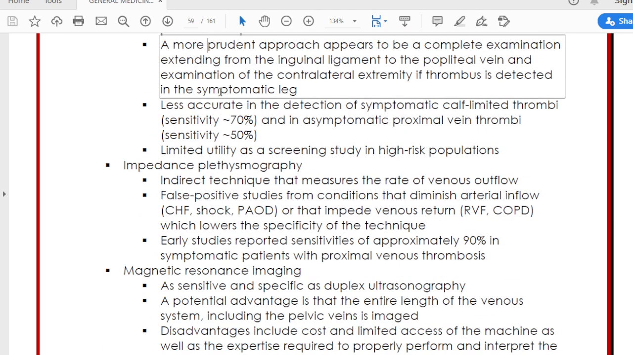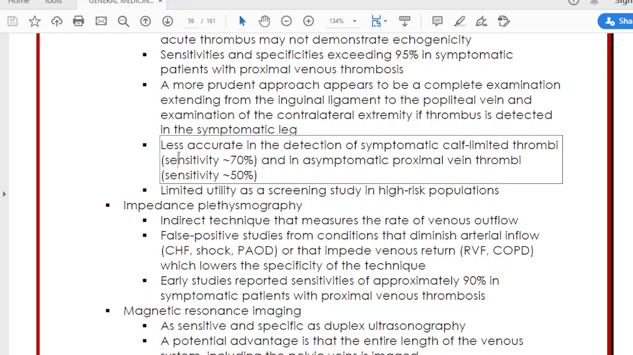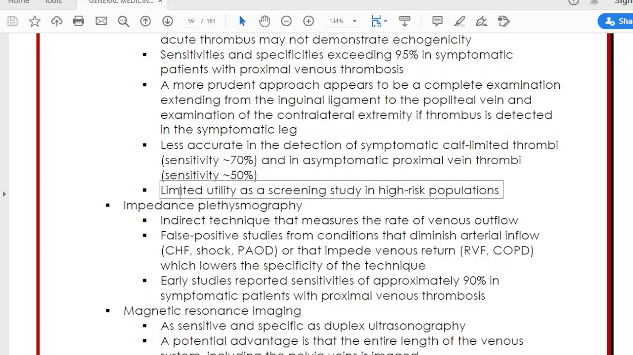A more prudent approach appears to be a complete examination extending from the inguinal ligament to the popliteal vein and examination of the contralateral extremity if thrombus is detected in the symptomatic leg. Less accurate in the detection of symptomatic calf-limited thrombi, sensitivity 70%, and in asymptomatic proximal vein thrombi, sensitivity 50%. Limited utility as a screening study in high-risk populations.